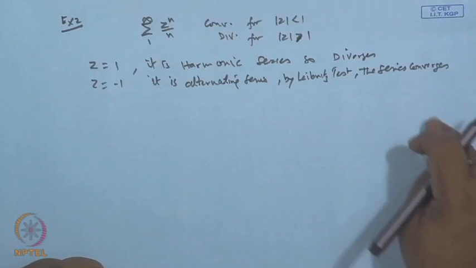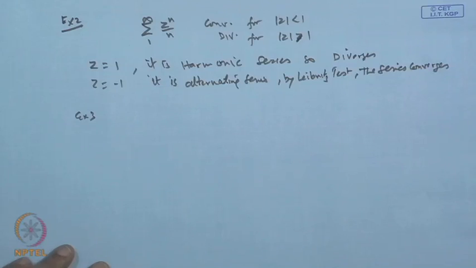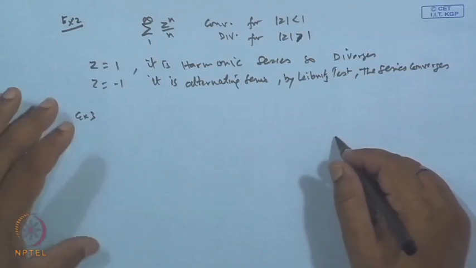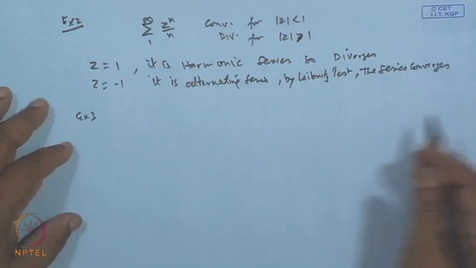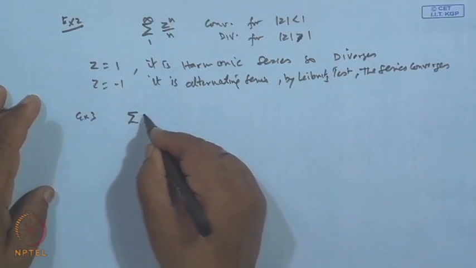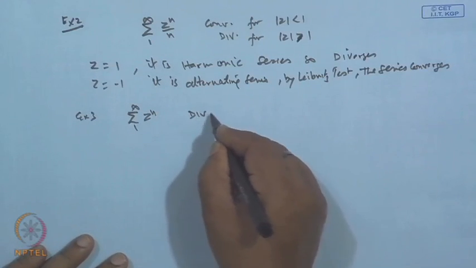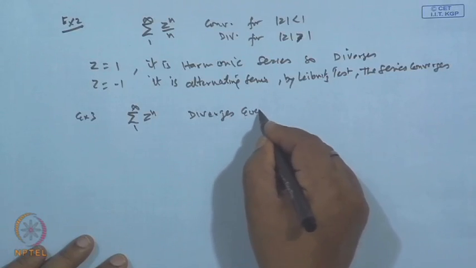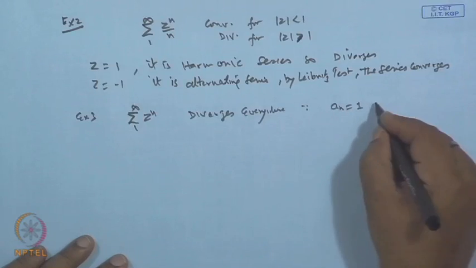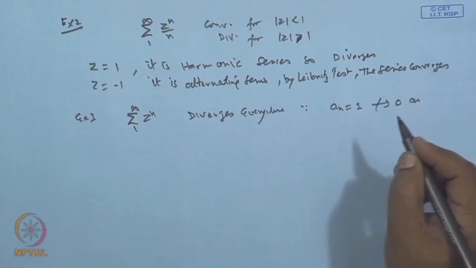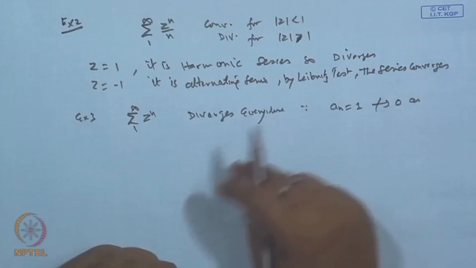So, what we can say here is that it converges at minus 1, but diverges at 1. It means these are the points where it converges and diverges. Similarly, i and minus i, you can establish similar things for them. Now, if we look at sigma z to the power n, 1 to infinity or 0 to infinity, then it diverges everywhere. Why? Because what is the coefficient a_n? a_n is 1, and that does not go to 0 as n tends to infinity.